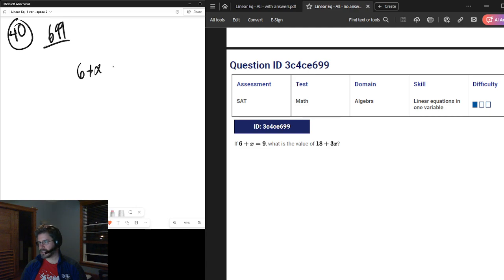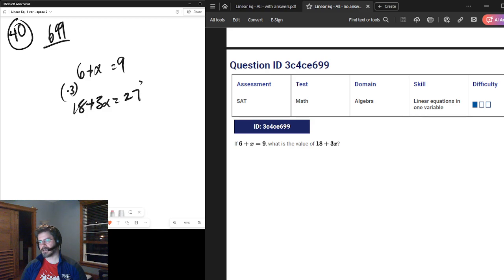Question 40. 6 plus x equals 9. 18 plus 3x equals what? This is the same trick. Did you notice it? We've got times 3 this time. Times 3, times 3, times 3 gives us 27.